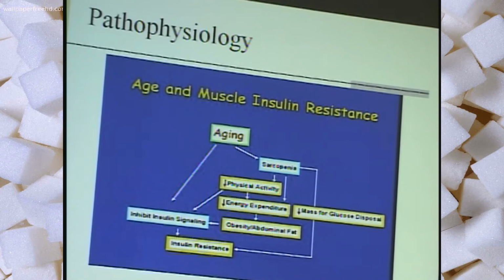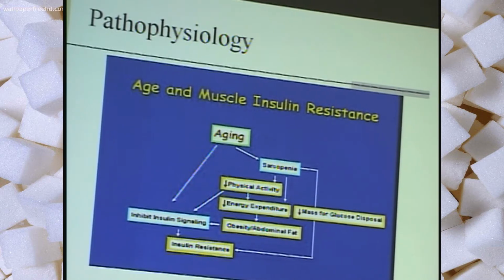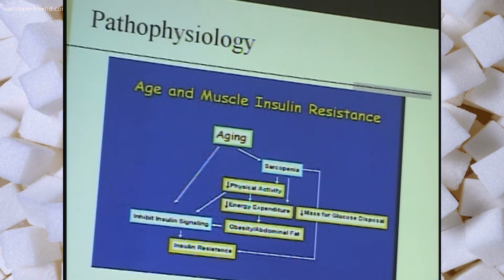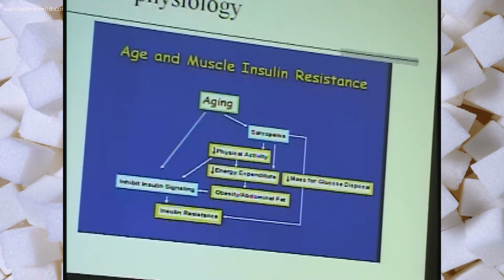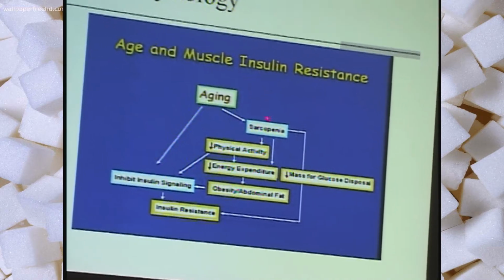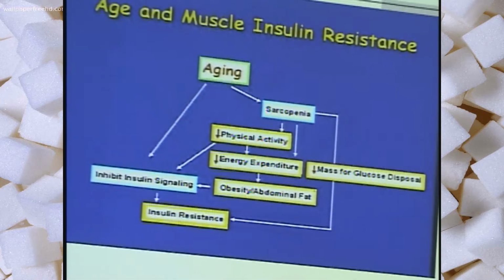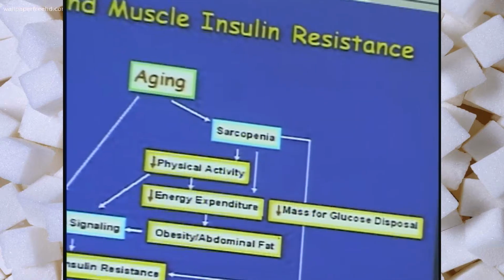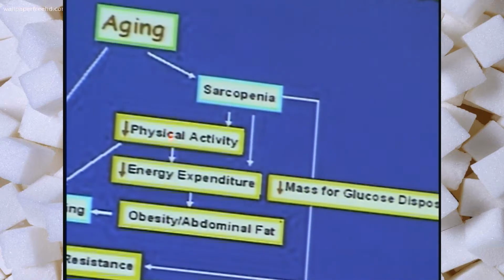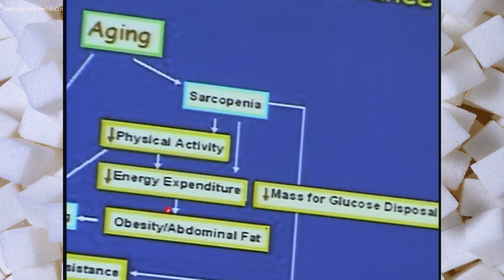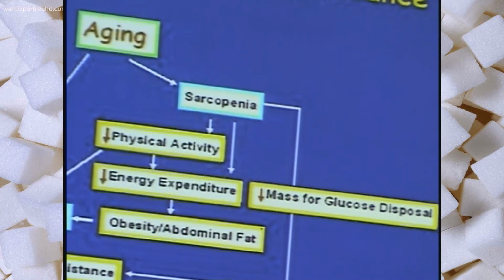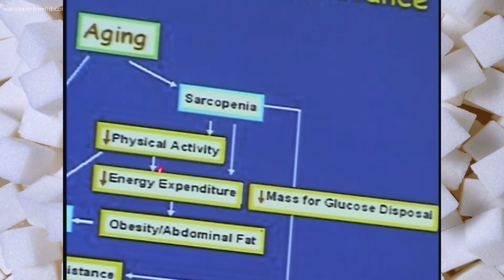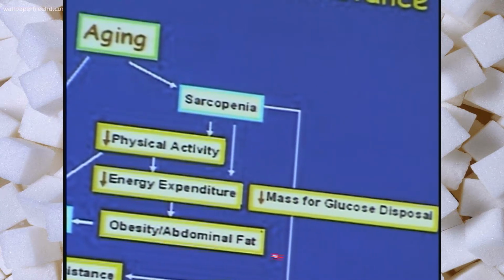Why is aging a risk factor to develop insulin resistance? Well, as we age, we develop sarcopenia, which means our muscle mass decreases. And because of all the other social factors of the elderly, physical activity decreases and energy expenditure decreases, so we take in a lot more when we eat than what we really spend in calories, and that all leads to obesity and abdominal fat.